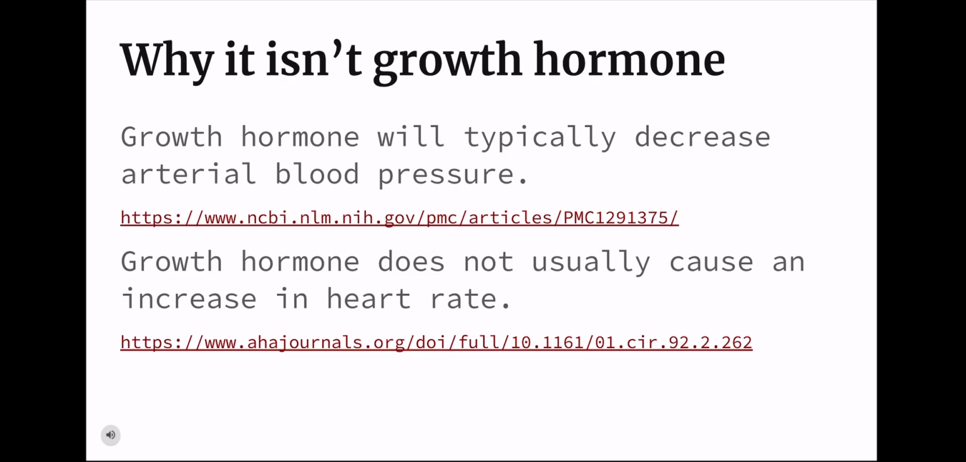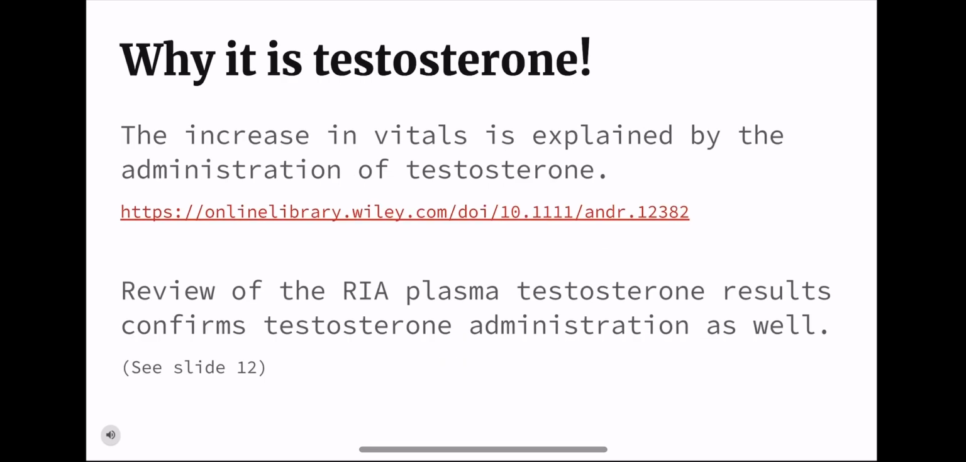So after seeing all of the tests done and looking over all of our results, we came to the conclusion that based on everything, we think that the hormone administered to our experimental rats is testosterone. The increase in vitals is explained by the administration of testosterone. Review of the RIA plasma testosterone results confirms testosterone administration as well.